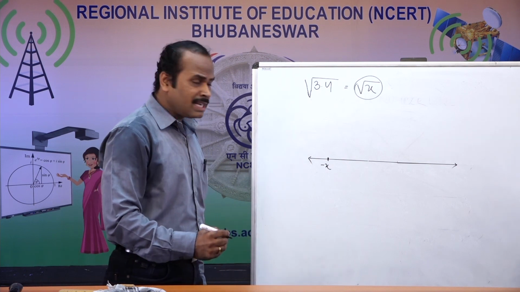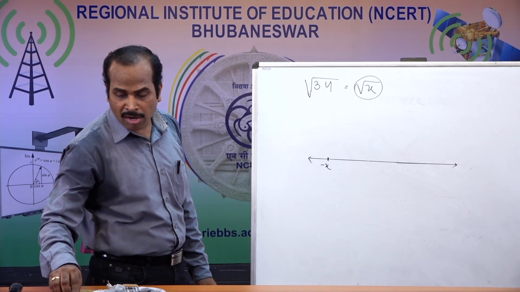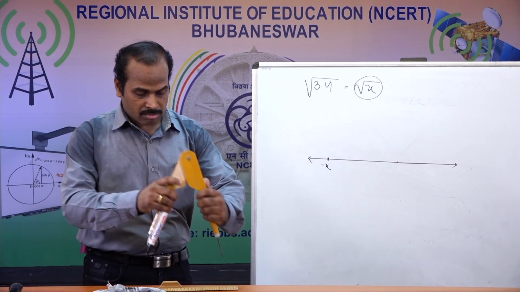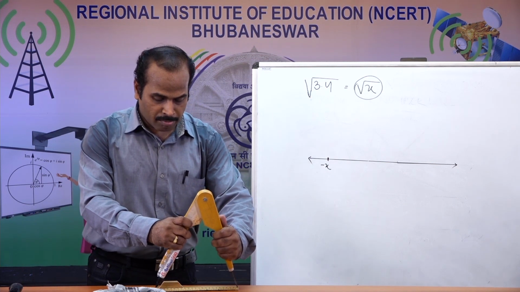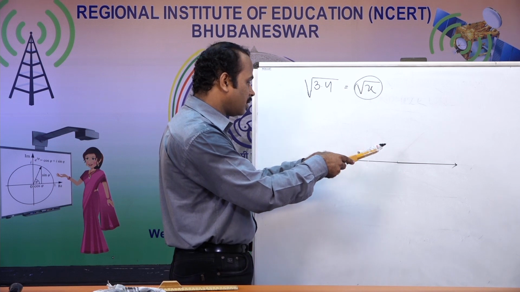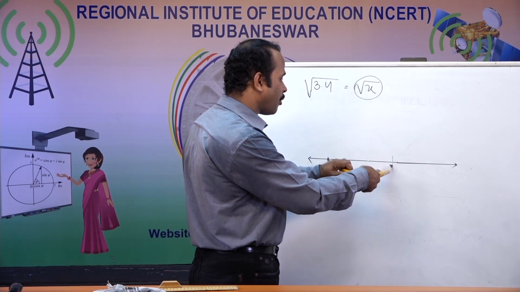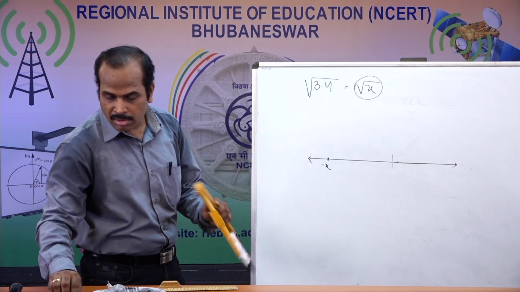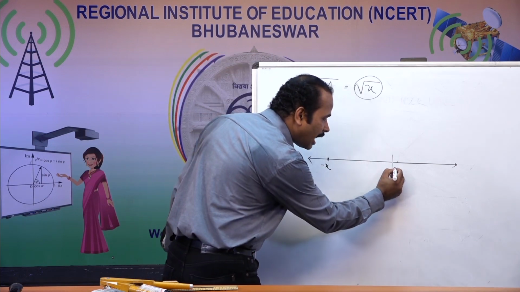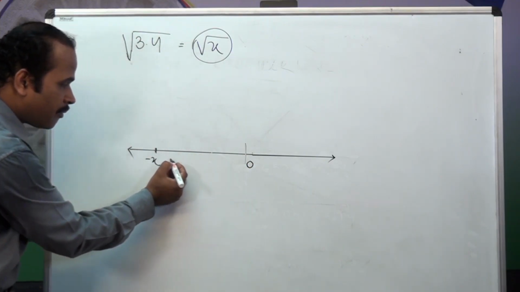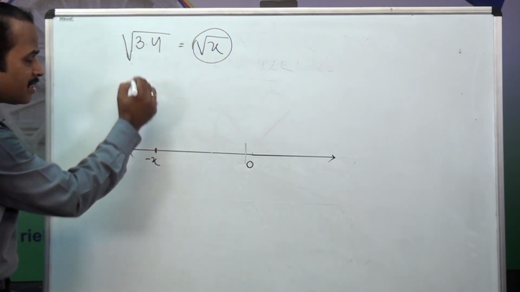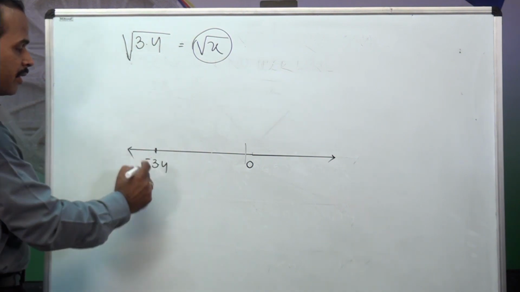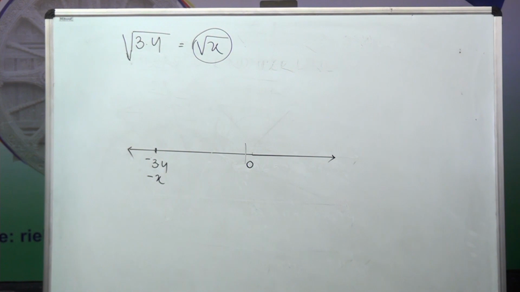From this minus 3.4, I will find a length of 3.4 units from my ruler, and then mark a point here. If I keep this point as 0, then going backwards from 0, this point represents minus 3.4, or you can say it is minus x. Now this point is 0.